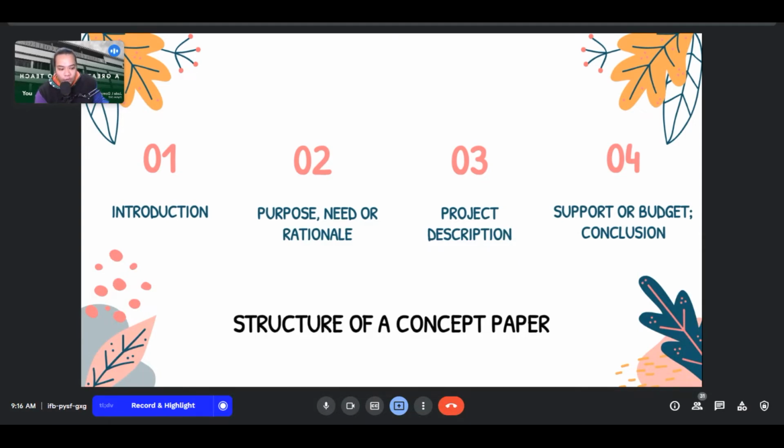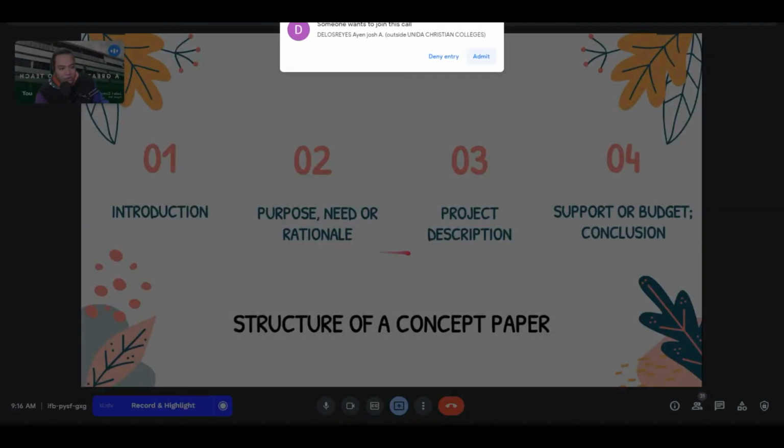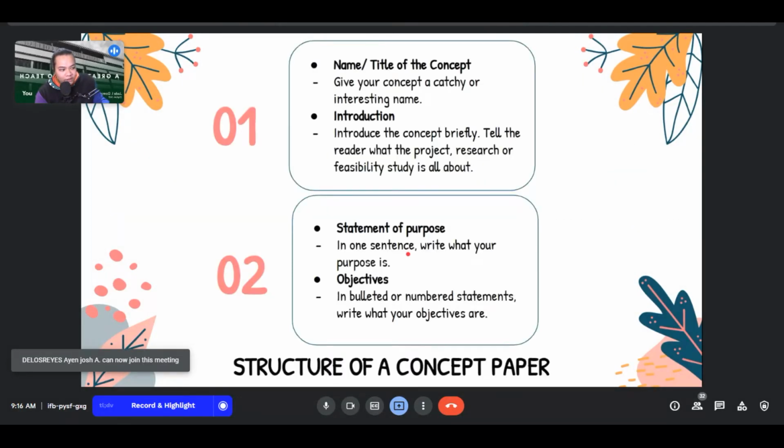Now, when you move on to your research subject, the research teachers, I believe, have a different format, but that's okay. These are just preliminary things that you need to prepare as a writer of a concept paper. Okay, so number one, we have the introduction.